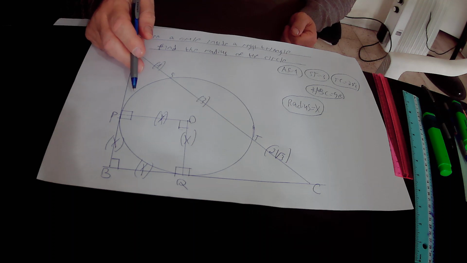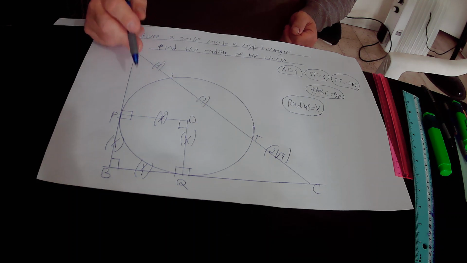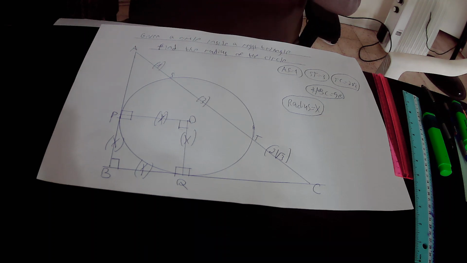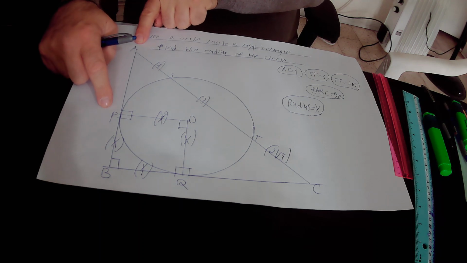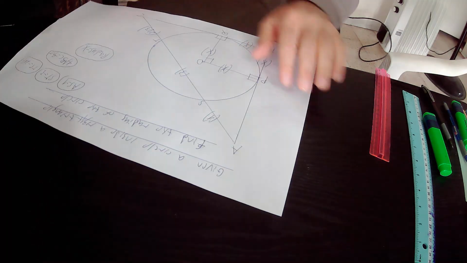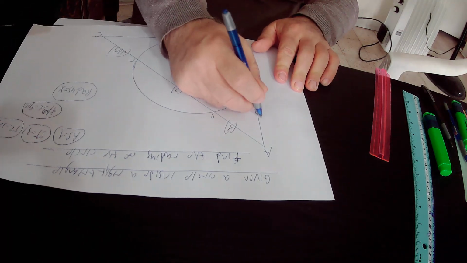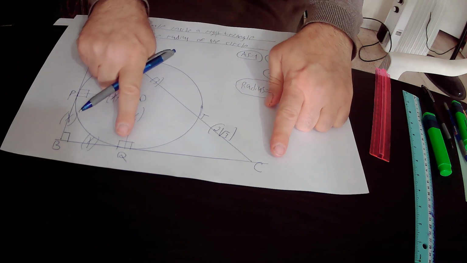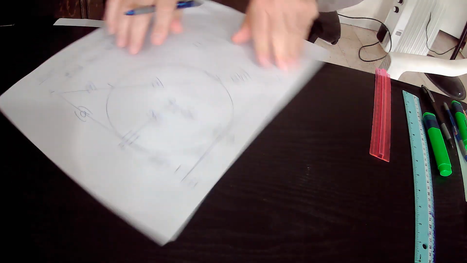Each side of this quadrangle POQB is equal to X. So therefore this quadrangle POQB is a square. In the next step we define the length of this line segment AP as A, and we define the length of this line segment QC as B.